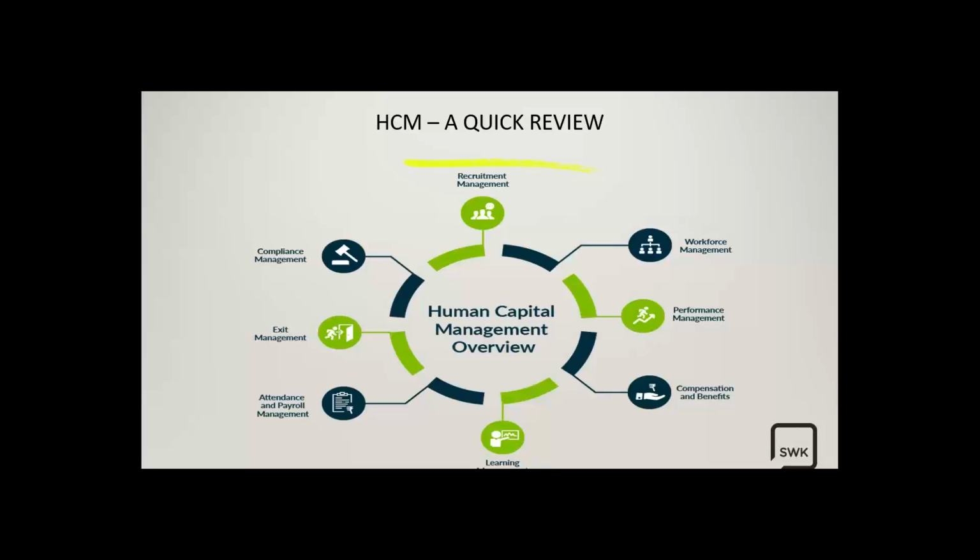It really always has been a key driver and continues to be more and more of one as organizations look at what is HCM and how can it help me be successful.